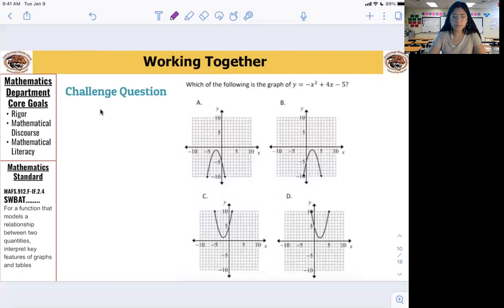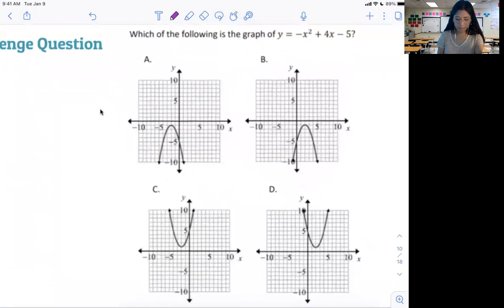Are you able to zoom in? I'll zoom in a little, yeah. There you go. All right, 10 seconds, 10, 9, 8, 7, 6, 5, 4, 3, 2, and 1.